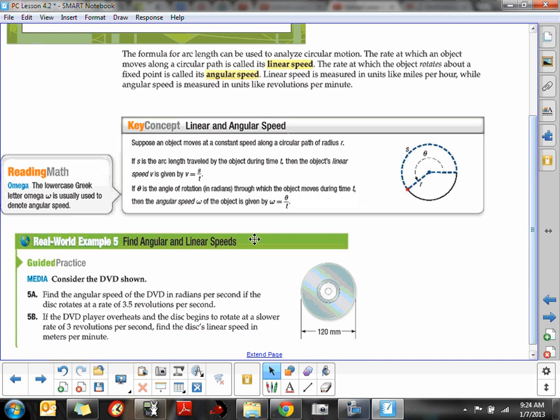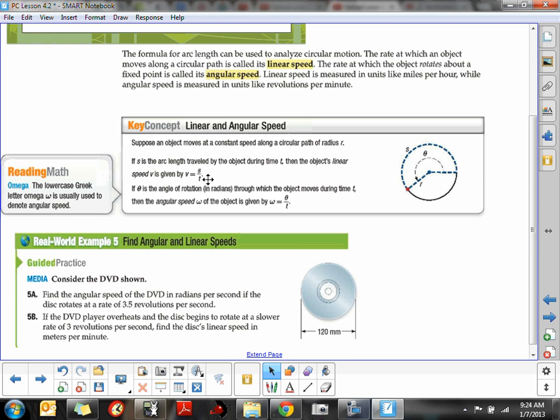It says, suppose an object moves at a constant speed along a circular path of radius r. So we're talking about s, and s is rotating and traveling around the outside edge of the circle. Now that's a distance. We're going to measure distances in inches, yards, meters, kilometers, miles, and we're going to figure out how long it took to do that. If s is the arc length traveled by an object during the time t, then its linear speed, velocity, a lot of times we'll use v for velocity, is s divided by t. Now that's just a distance divided by time.